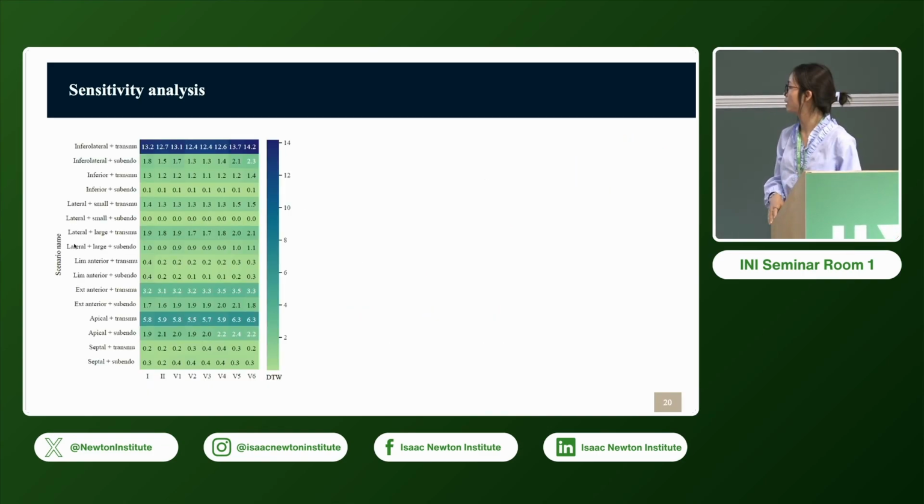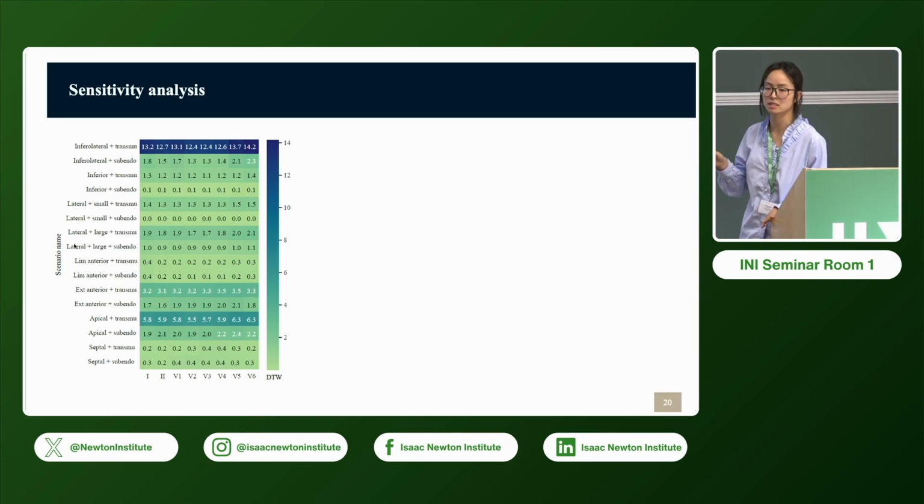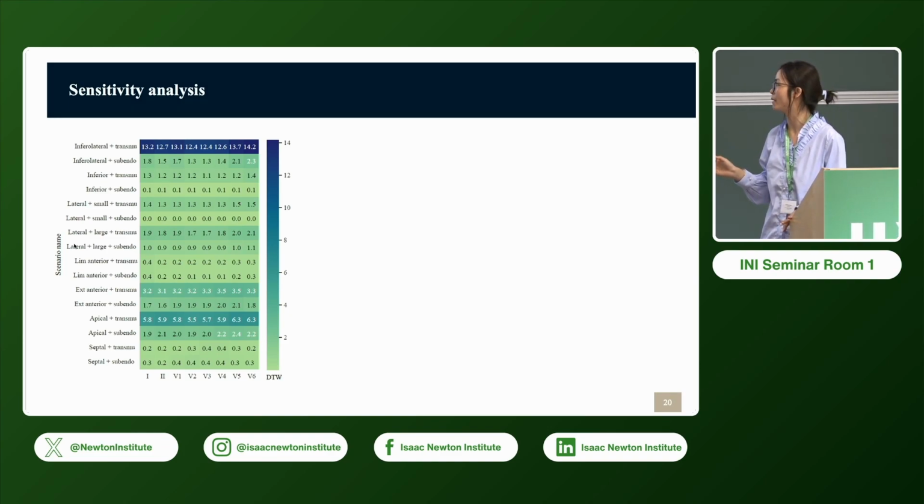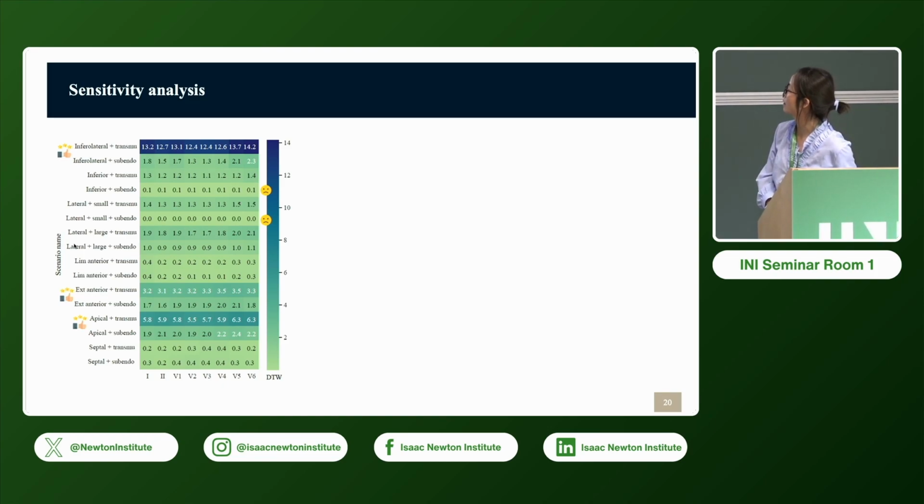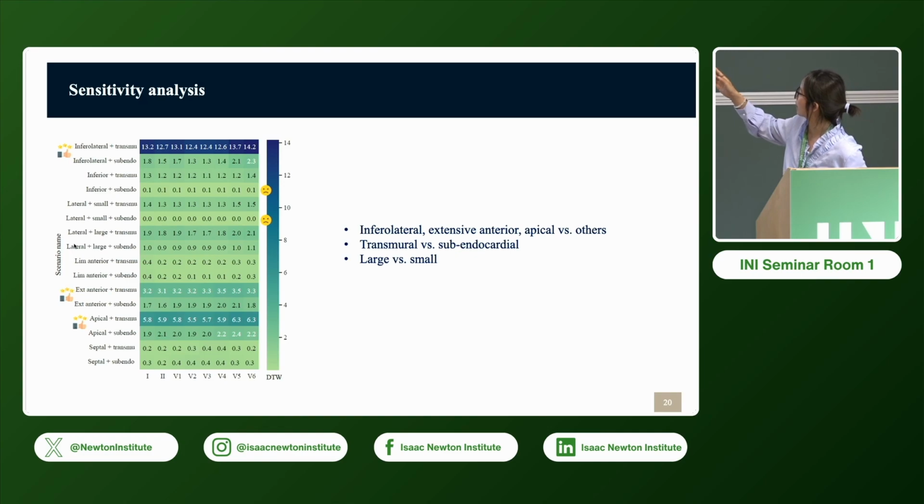Another thing we did for the sensitivity analysis is that we calculated the dissimilarity between the myocardial infarction QRS and the baseline one, which means there is no scar on the geometry. In general, we can see that almost all these scenarios look different compared to the baseline, and some scenarios, like some locations, have more evident morphology change compared to the others. Transmural and larger infarctions will result in more evident ECG morphology change.